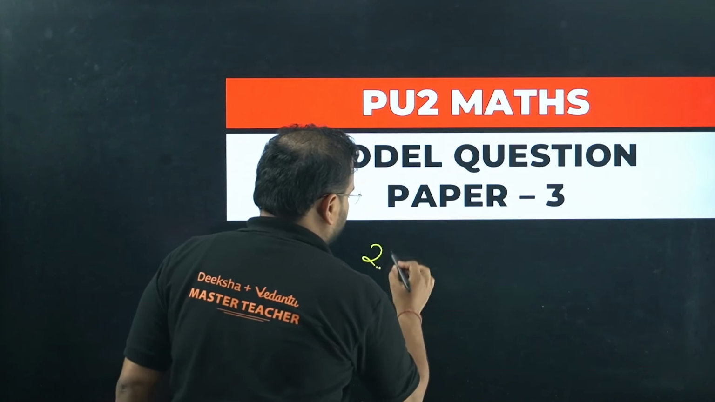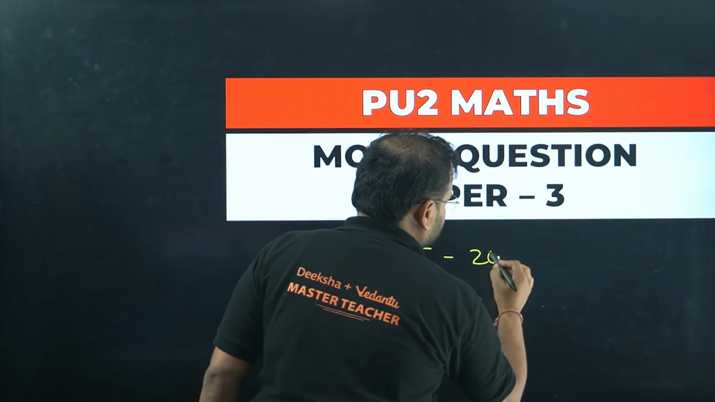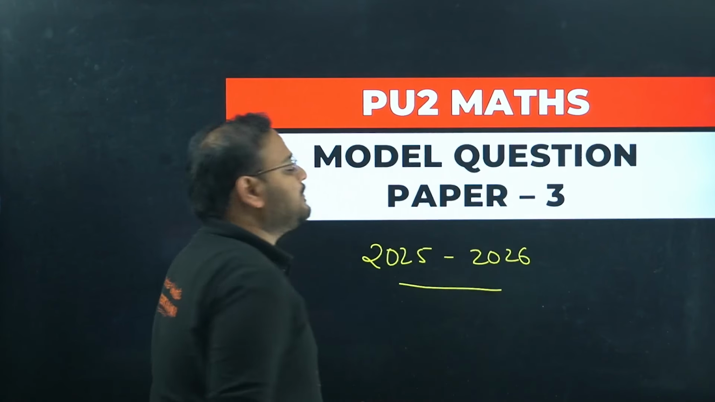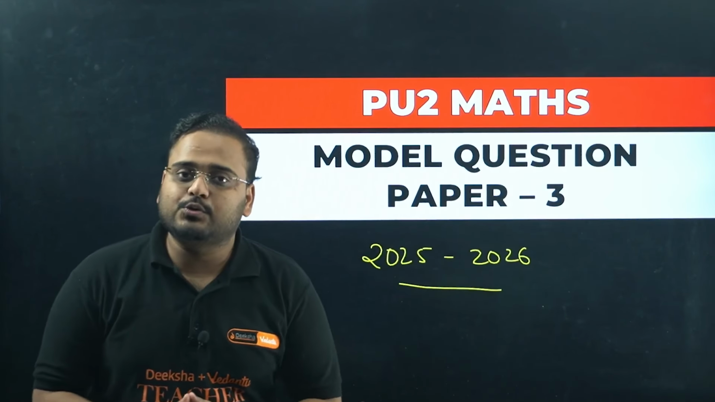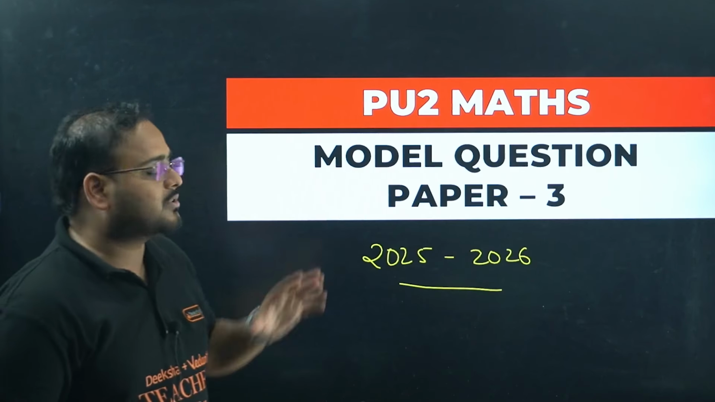And this is for the latest year, 2025-26 batch. This is the current year model question paper number 3. We have already covered the first two in detailed answers, so I'm here to start the third one.